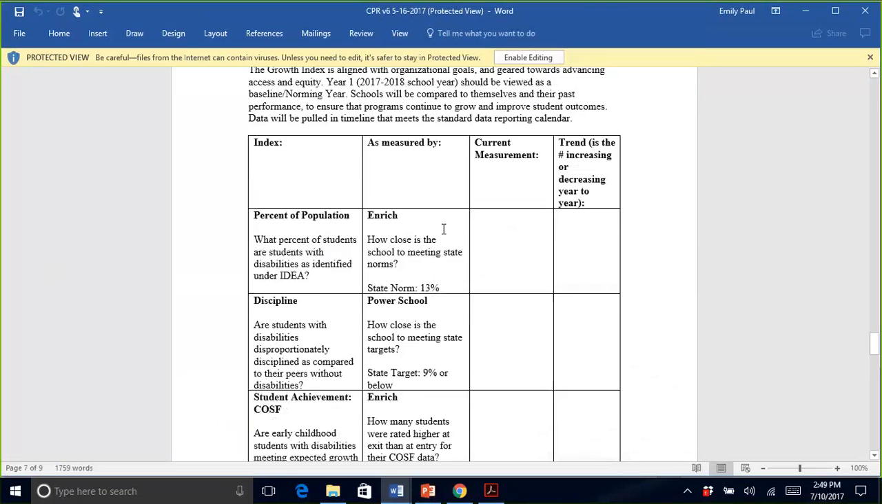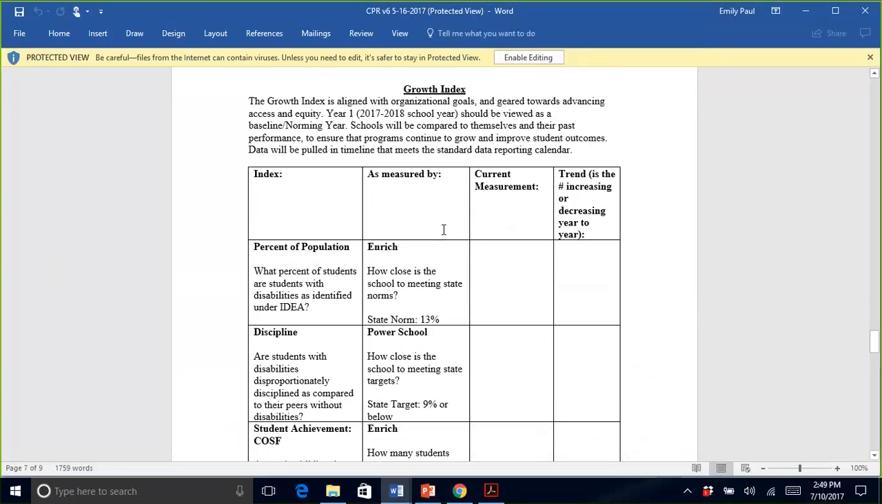This piece is where we're going to be looking at your program and how your students are progressing through your program as a whole. The 2017-2018 school year will be your baseline year. So that's where we're going to fill in your current measurement. And then from there, we're going to look at a trend. Are you increasing? Are you decreasing? And based on that information, hopefully you'll take that and really look at your program and see what changes you might need to make sure that all of your students are succeeding.